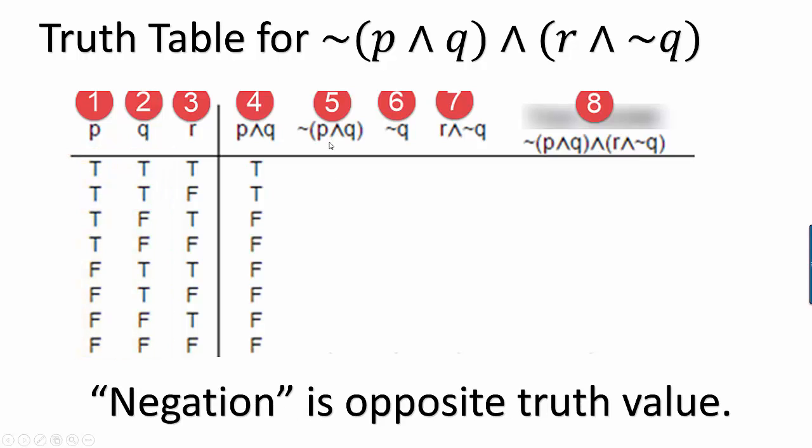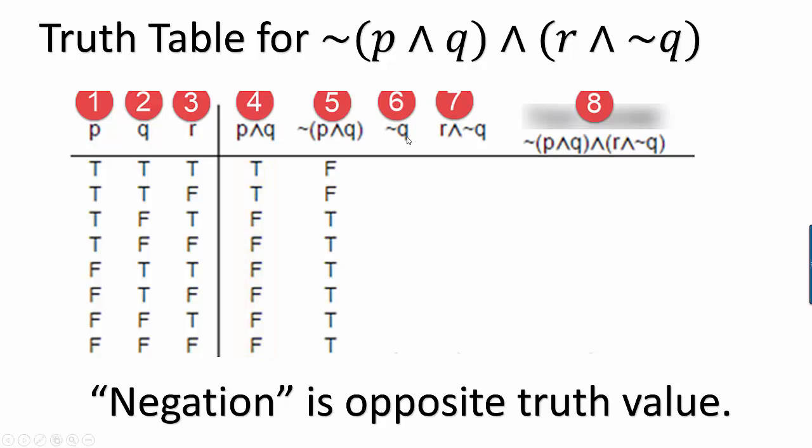So we know there will be truths in the first 2 rows, and then it's going to be falses everywhere else. Moving on to column 5, we need to remember that we're performing a negation. What are we negating? We're negating what we got in column 4. The rule for negation is the opposite truth value. So we're going to look at column 4, P and Q. We want the opposite of that. So the opposite of truths will be falses, and the opposite of falses will be truths.